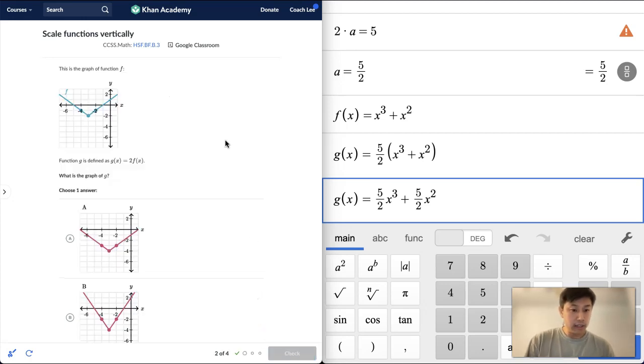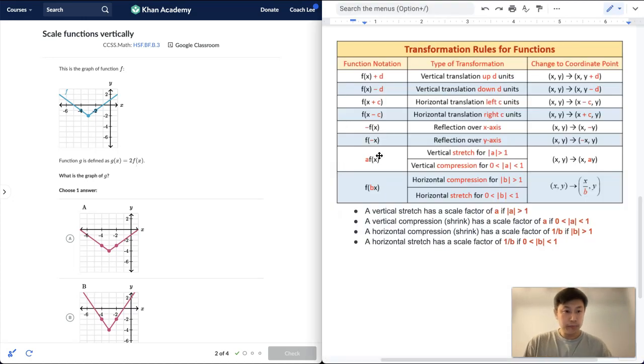Okay, next. We have a graph of f, and it looks like function g is defined as 2 times f of x. So let's do one point at a time here. I'm going to go back to my notes. Remember that your x values will stay put, but your y values on each of these points are going to be stretching in some way, right? Or they could be compressing.